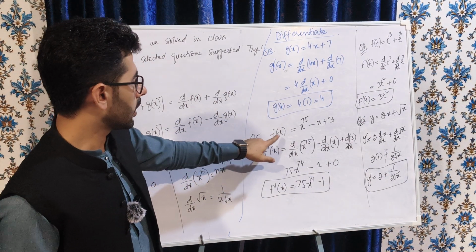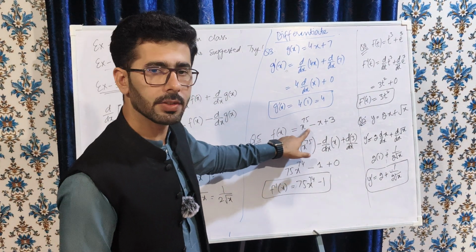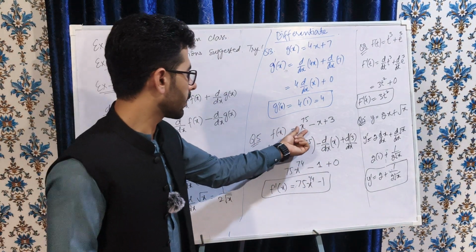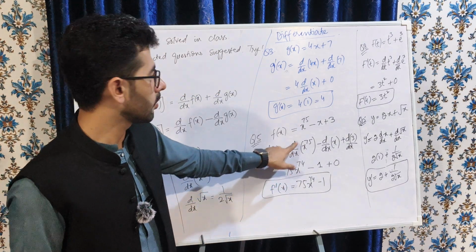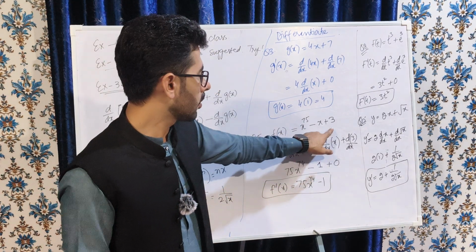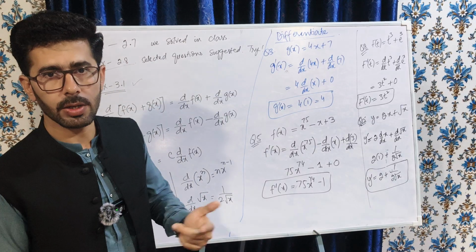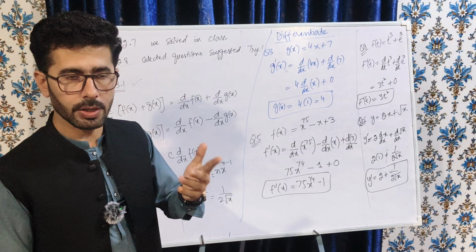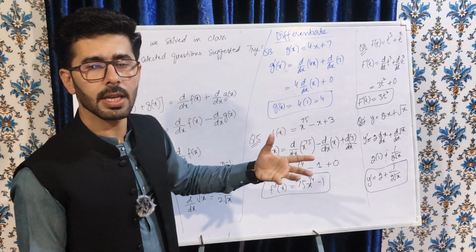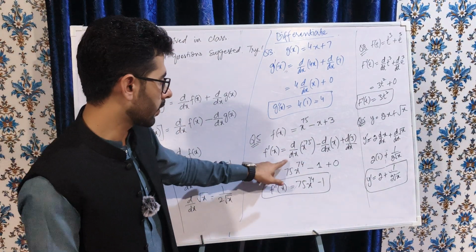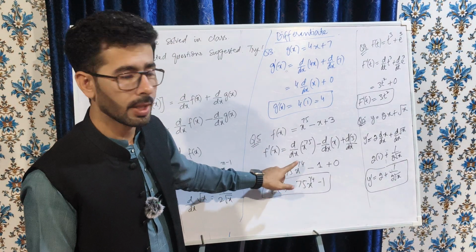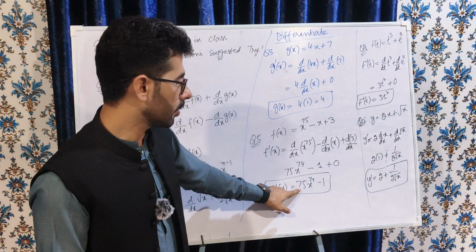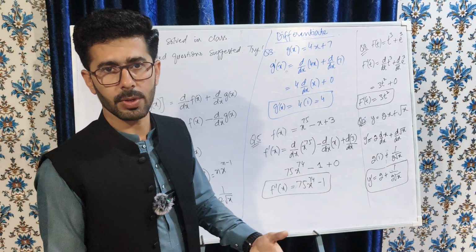In question number 5, the equation is f of x equals x power 75 minus x plus 3. It's a polynomial. We apply the same strategy. We take the derivative of x power 75 with respect to x, minus the derivative of x with respect to x, plus the derivative of 3 with respect to x. We know 3 is a constant, so the derivative of 3 will be 0. The derivative of x is 1. We know that. On x power 75, we will use the power rule. So the derivative will be 75 times x power 74. The final answer, the derivative of f of x, should be written as f prime of x. It will be equal to 75 x power 74 minus 1.